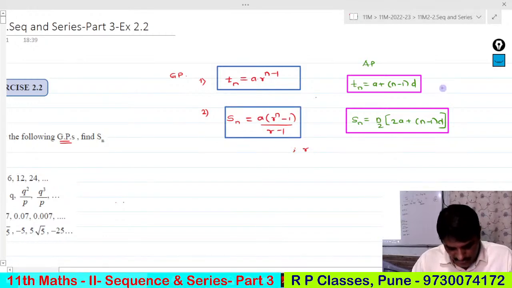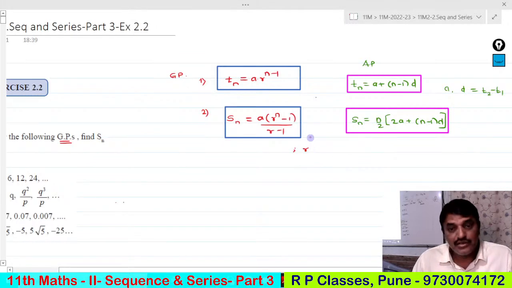Like in arithmetic progression, the first term is a and the common difference d is equal to t2 minus t1, right? Similarly here, a is the first term and r is the common ratio, which is the ratio of two terms, t2 upon t1 and so on. Okay? So we use this t2 upon t1. Yes, we use this formula when r is greater than 1. Then we will use this formula.